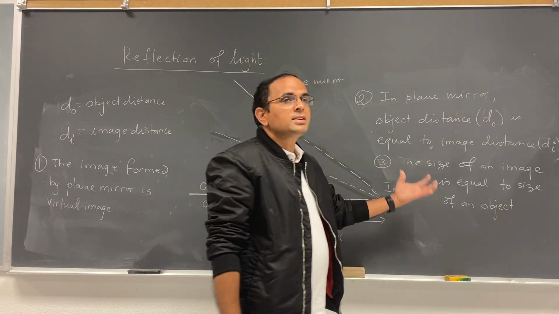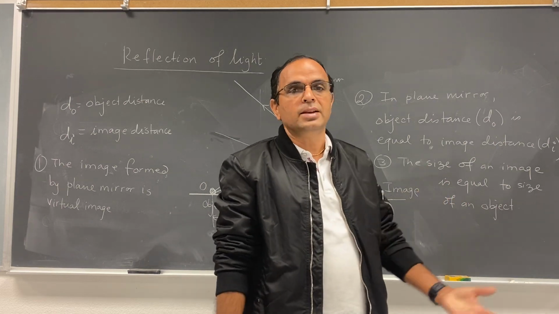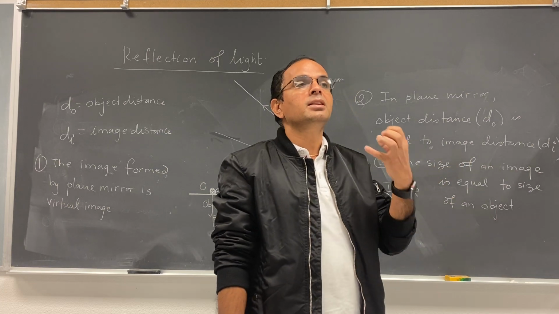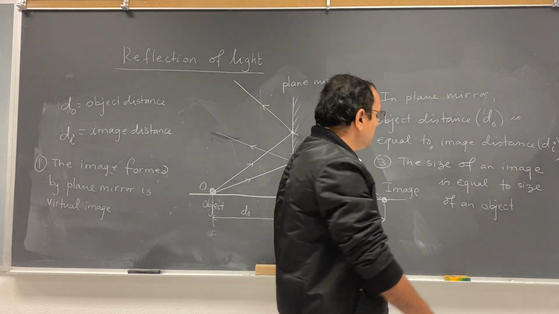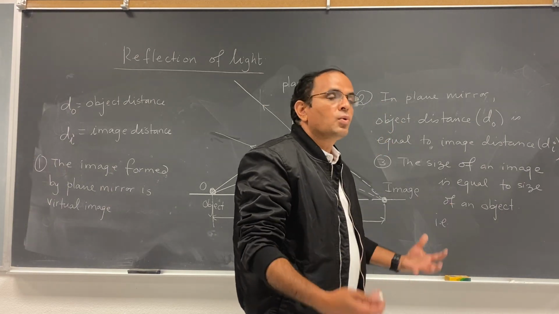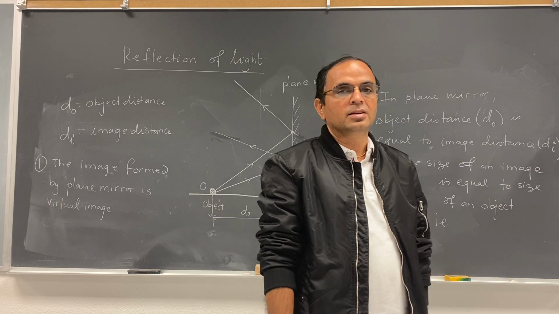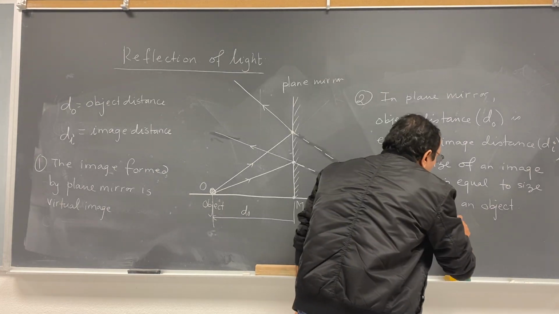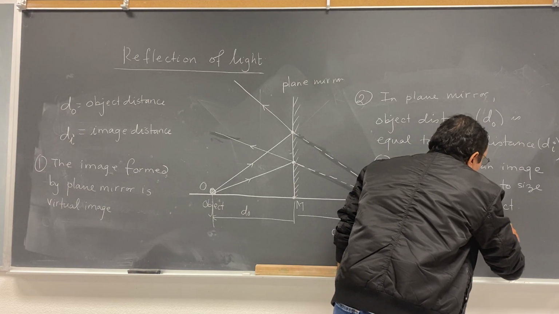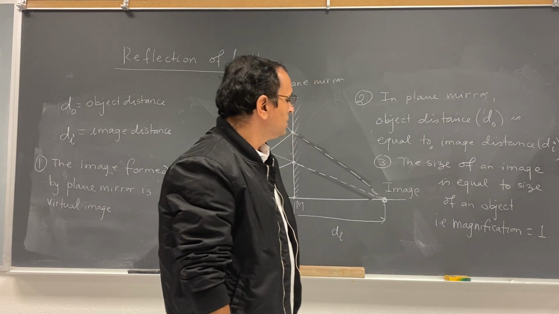Okay, if the size of the object is equal to the size of the image, then in this case the magnification is 1. That means the plane mirror doesn't magnify the object. So simply, magnification is equal to 1. We'll talk about the magnification in detail in the future.